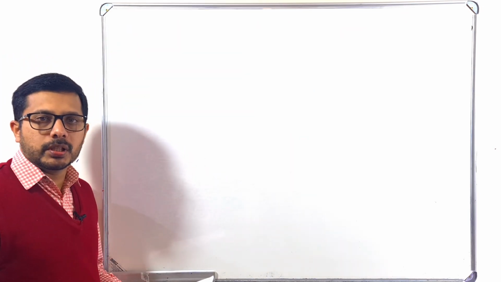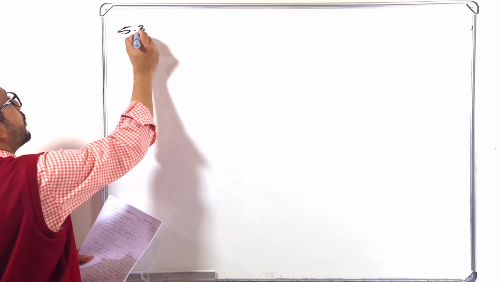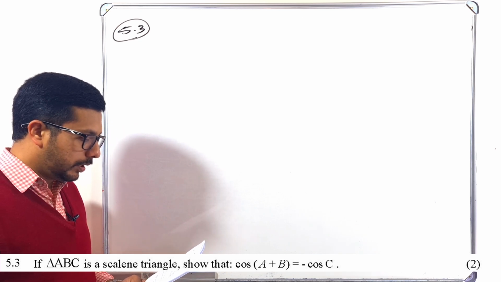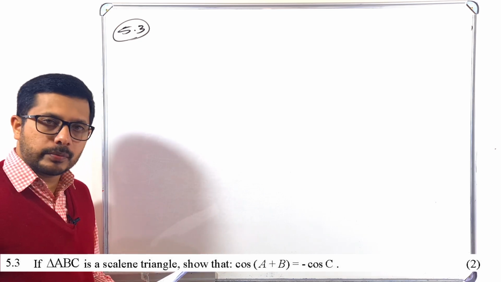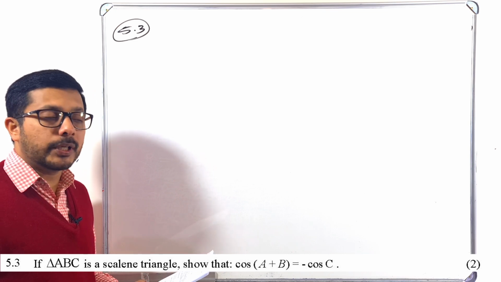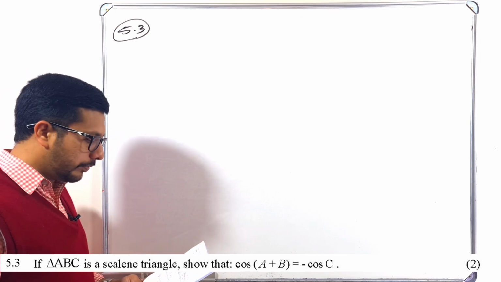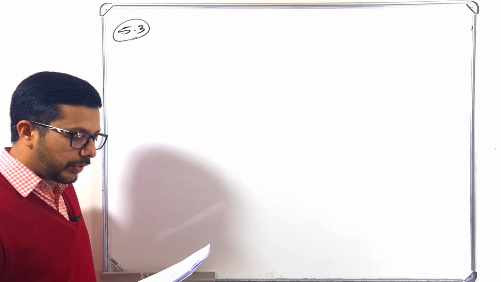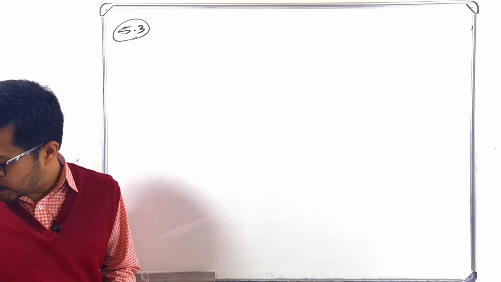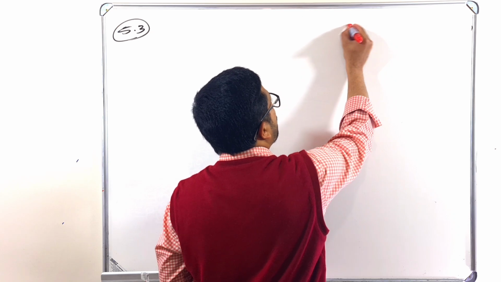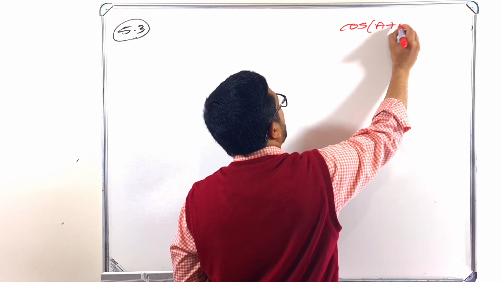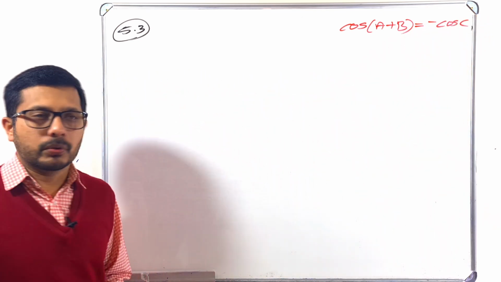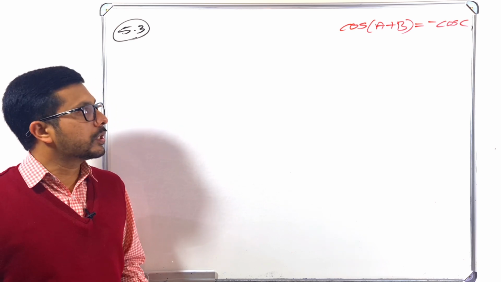Okay, now let's move to the next question, question number 5.3. What is that question? In triangle ABC, if triangle ABC is a scalene triangle, what is the meaning of scalene triangle? All the sides are different lengths. So if triangle ABC is a scalene triangle, show that cos of A plus B is equal to minus cos C. This is what you want to show.